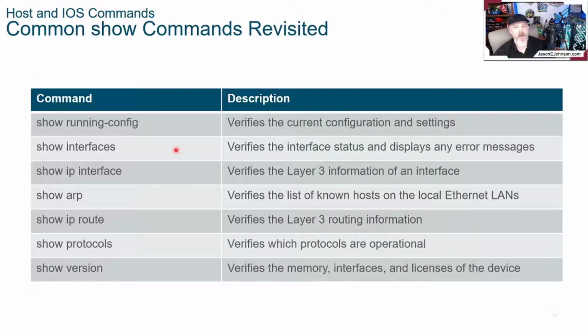Some common show commands. Show running-config verifies the current configurations and settings. Show interfaces, interface status. Show ip interface shows the layer 3 information. Show arp, your ARP table. Show ip route, layer 3 routing information. Show protocols verifies which protocols are operational. And show version, which is going to give you your memory, interface, and license information of the IOS.